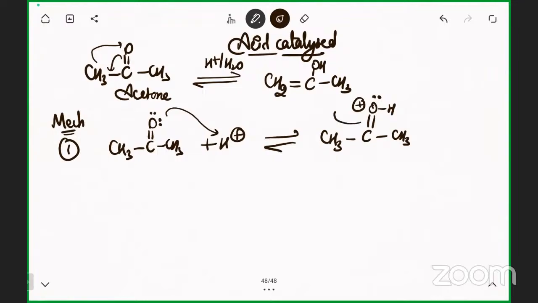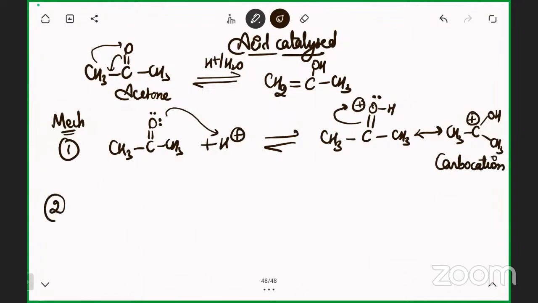Now the double bond will migrate to this position, and the compound formed by the resonance is CH3, C, OH, and here we have CH3, and carbon will get the positive charge. And when the carbon gets the positive charge, it is known as carbocation.